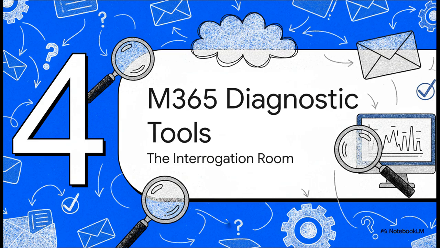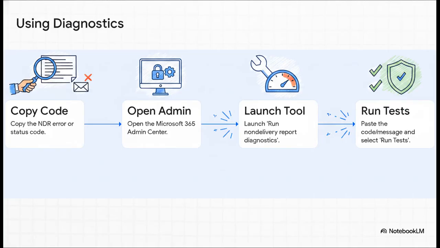Let's go to Section 4, using M365 diagnostic tools, the interrogation room. Instead of just guessing, we can literally interrogate the system directly. Microsoft actually provides some incredible built-in tools to do the heavy lifting for us here. It's super simple. You just copy the exact NDR error code from your bounce back, jump over to the Microsoft 365 Admin Center, and launch the Run Non-Delivery Report Diagnostics tool. You paste your code in there, hit Run Tests, and let Microsoft's backend instantly reveal the exact security gap causing the block. I mean, it literally saves you hours of manual log hunting.